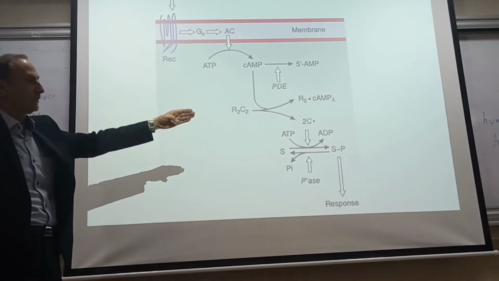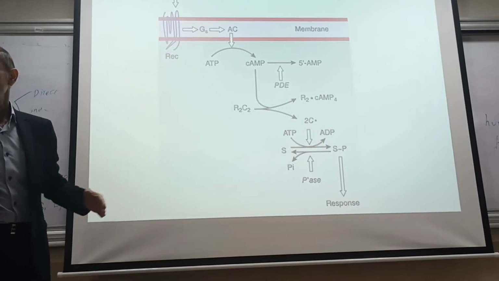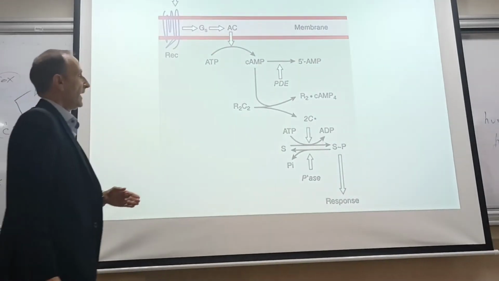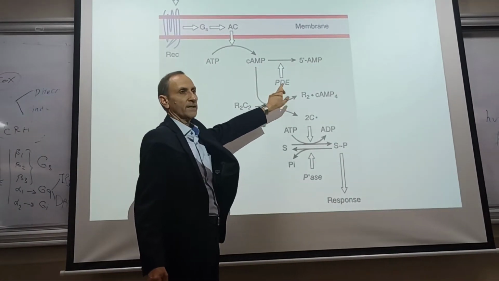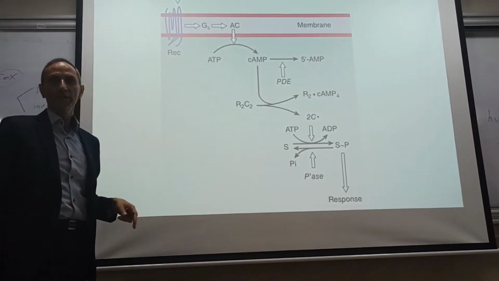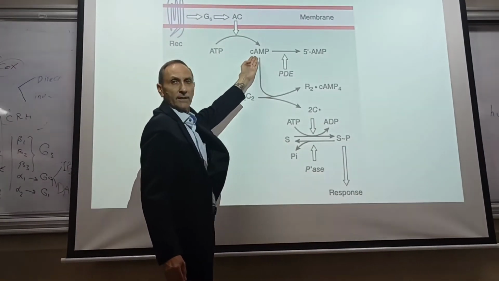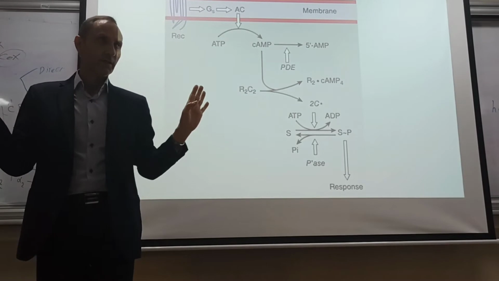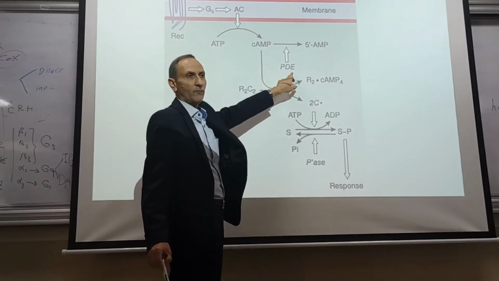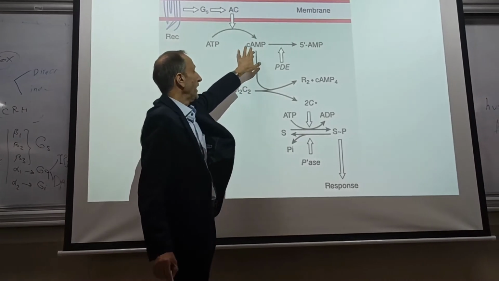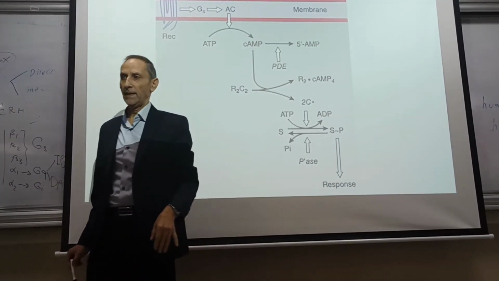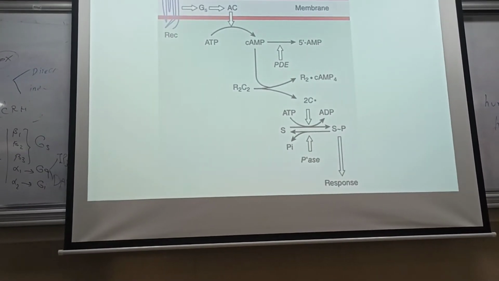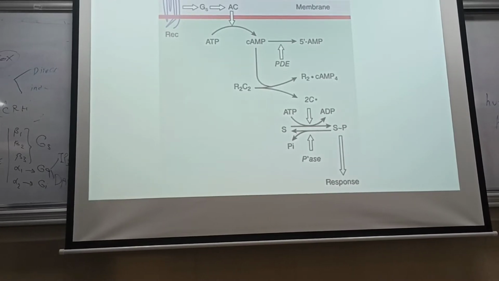Then cAMP as a second messenger can start a cascade of biochemical events within the cell. And here we have the enzyme phosphodiesterase. Phosphodiesterase can metabolize cAMP and terminate its action. cAMP is produced and can be removed, or metabolized, by phosphodiesterase.